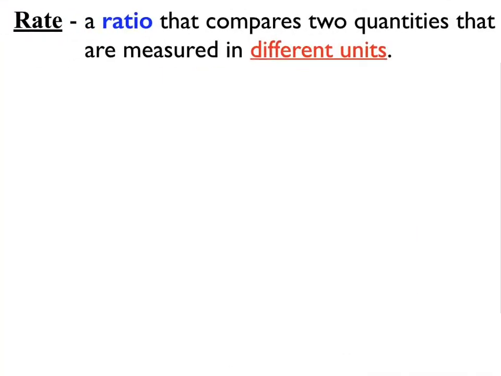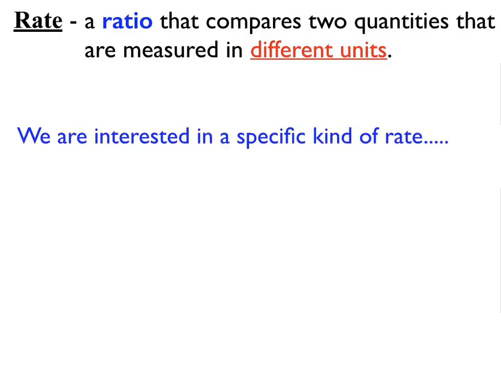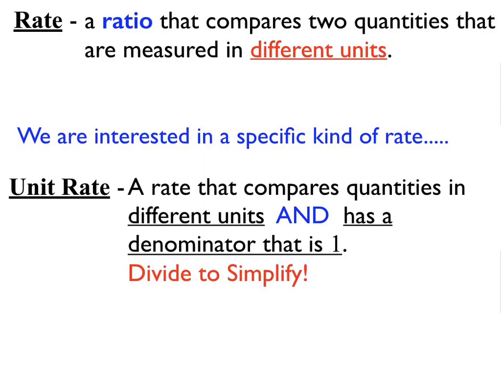Let's talk about rate. A rate is a ratio that compares two quantities that have different units. So far we did similar things, so we didn't have to worry about labeling. But now that we have different units, you need to label them to specify which one is which, okay? So we're interested in a specific kind of rate called a unit rate. Go ahead and fill in these definitions here. A unit rate is a rate that compares different units, just like a rate does, but it has a specific denominator of 1. So you have to divide to simplify this.